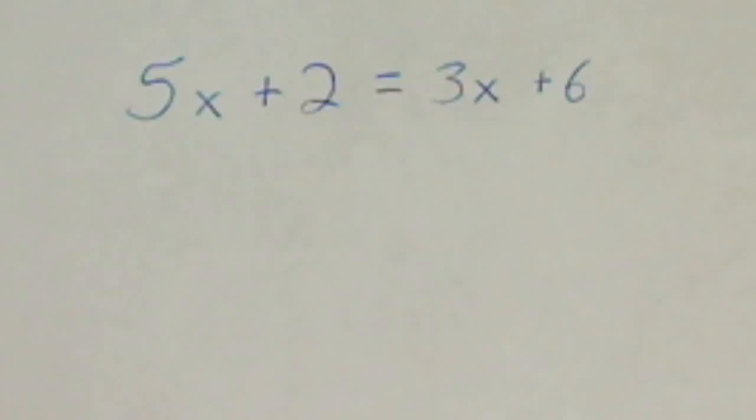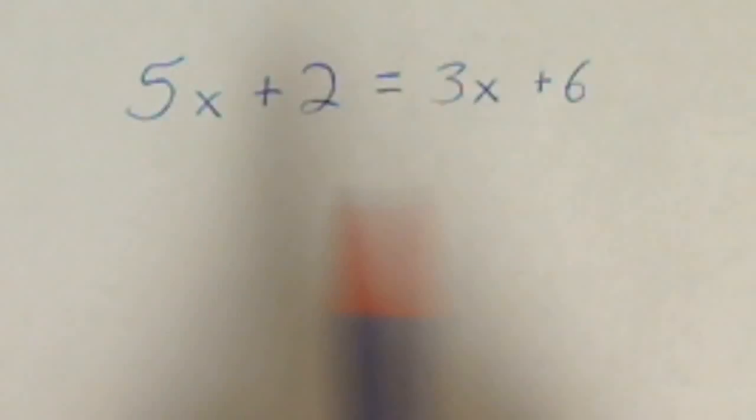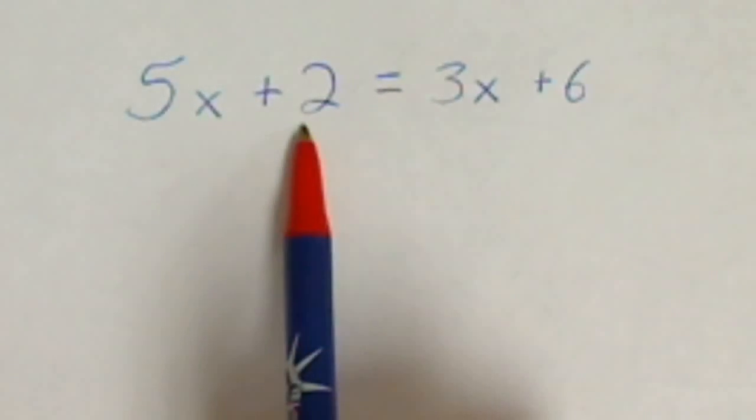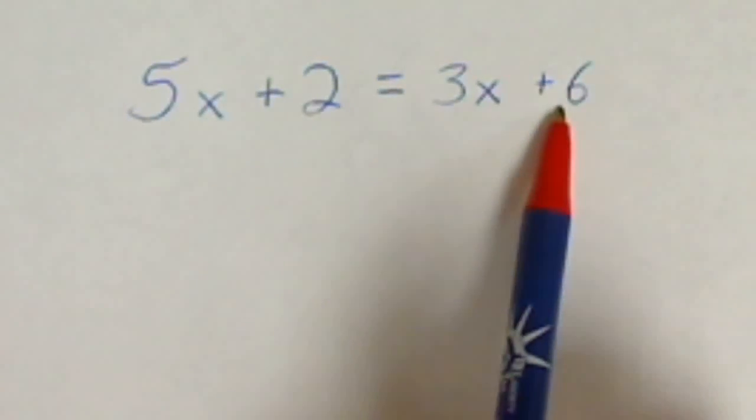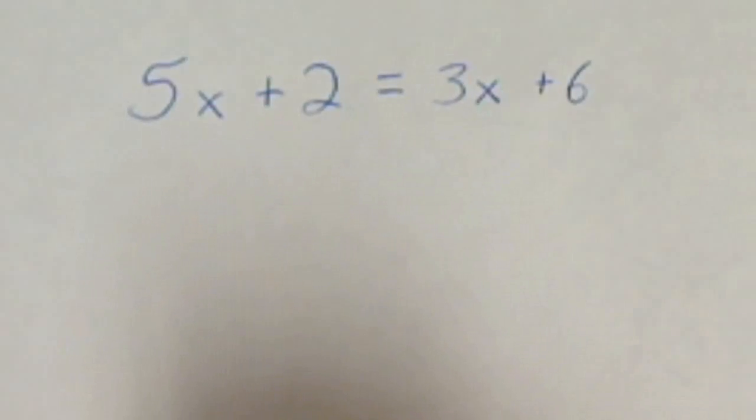Okay, guys, so after you get rid of the fraction, and you distribute, and you combine like terms, that's when you start solving, and it should look exactly like this. In other words, you should have a variable and a number on one side, and a variable and a number on the other. We call this variables on both sides.